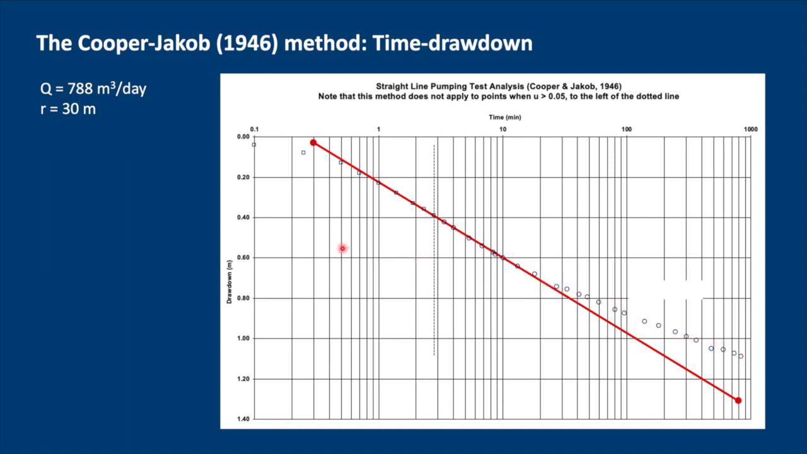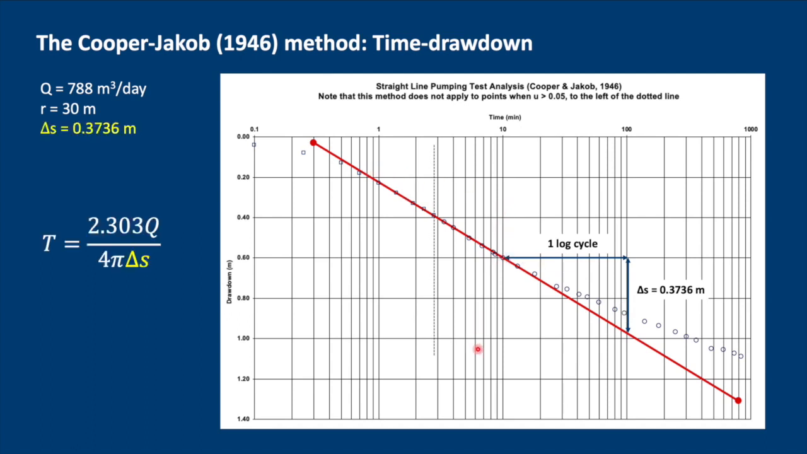The late data is diverging from the straight line, probably because of some leakage effects. So what we need to do is put a straight line through the data and find the change in drawdown, delta S, over 1 log cycle. That means the difference in drawdown at the start of a log cycle and at the end. This delta S will also be the same if we measure it between 1 and 10 minutes, for example. The delta S is what we need to calculate transmissivity using this equation.